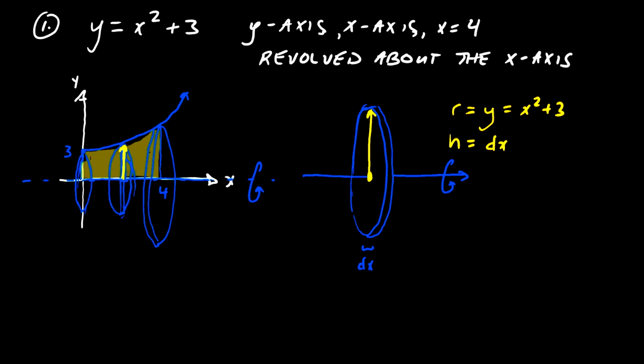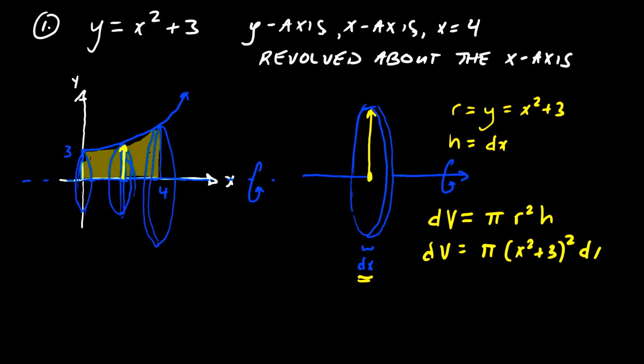So now we can say that our volume, or we really have a piece of the volume here, so we can say we have dV is equal to pi r squared h. In this case, our dV is going to be equal to pi. Our radius is x squared plus 3, so we have x squared plus 3 squared. And remember, our height is really just dx.